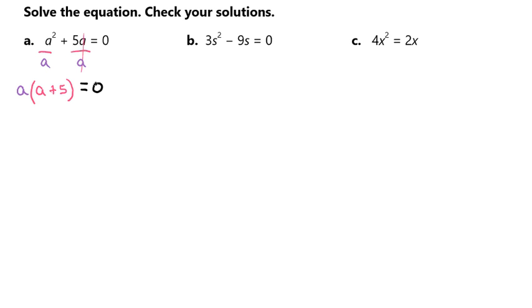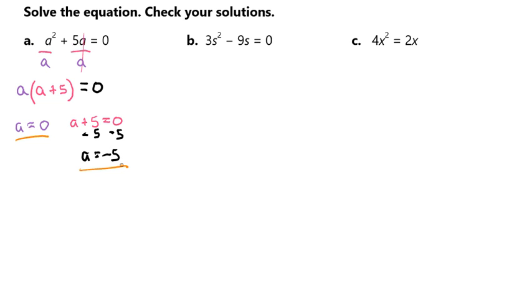And now we're going to use the zero product property. So we're going to set each piece equal to 0. So we have a equals 0 and a plus 5 equals 0. And we're going to solve. Now here we already see that a equals 0 is solved for. But we need to solve the other one. So we're going to subtract 5 from both sides, which gives us a equals negative 5.